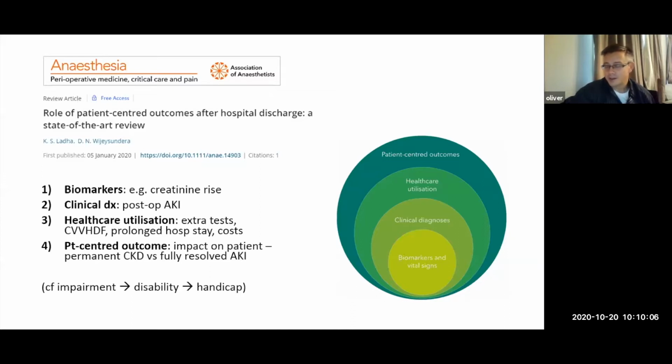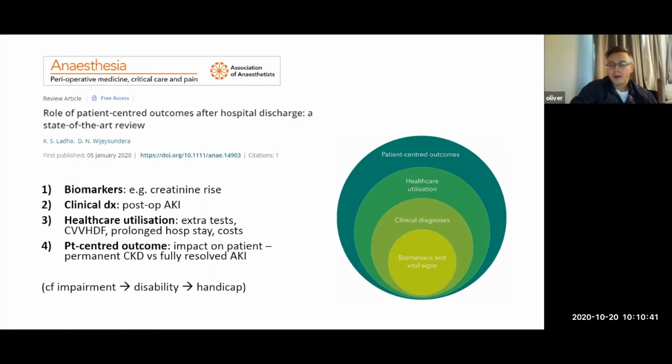You can get patients who have acute kidney injury, end up on a filter, it costs lots of money, but they get better completely and have no lasting sequelae from all that. Or you might have a patient who never recovers from their acute kidney injury and ends up permanently on dialysis 3 times a week as a result of this. So the overall patient-centred outcome may be profoundly different, even if your biomarkers at the start have been the same and your clinical diagnosis has been the same, and 2 patients have ended up on renal replacement therapy.